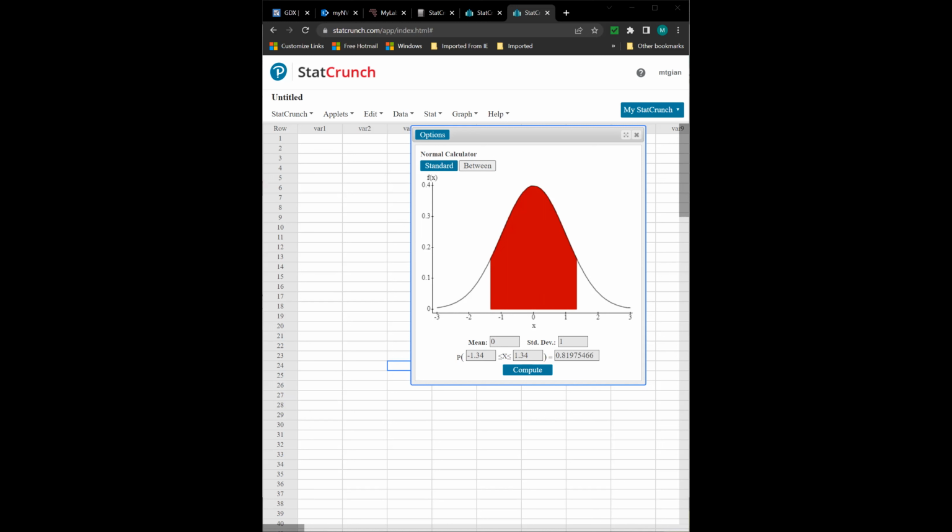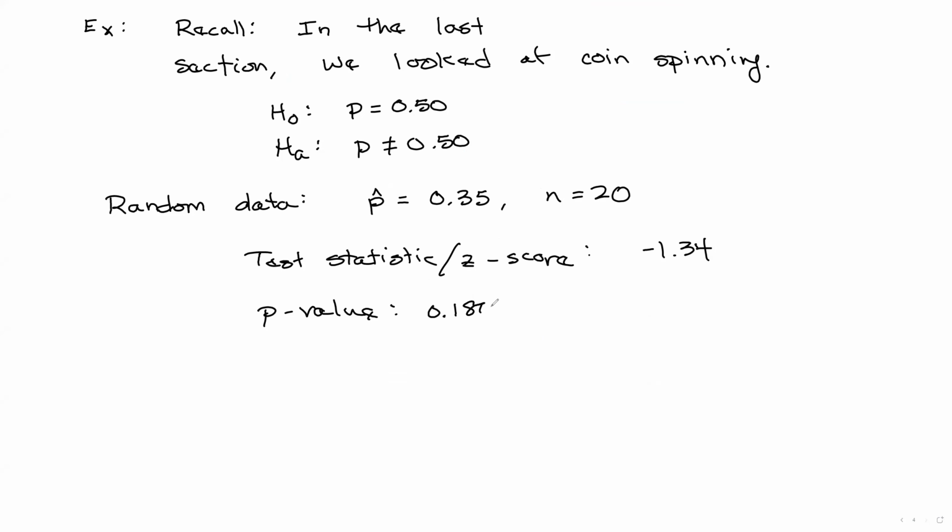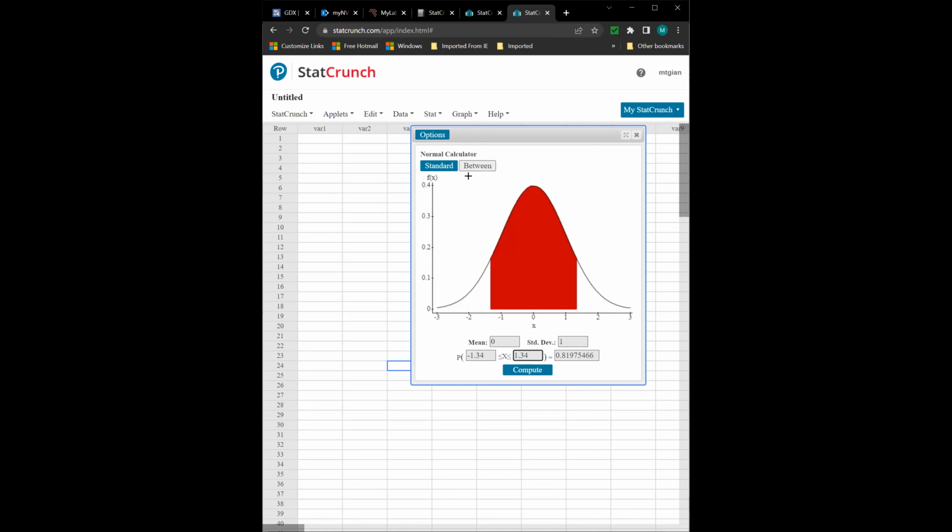And that's the p-value. All right, and so that's how you find the p-value. Now, if we'd had a 1 tail, actually, I probably should have just done that without switching back. But if we'd had a 1 tail test, then you could go through and jump back to standard.